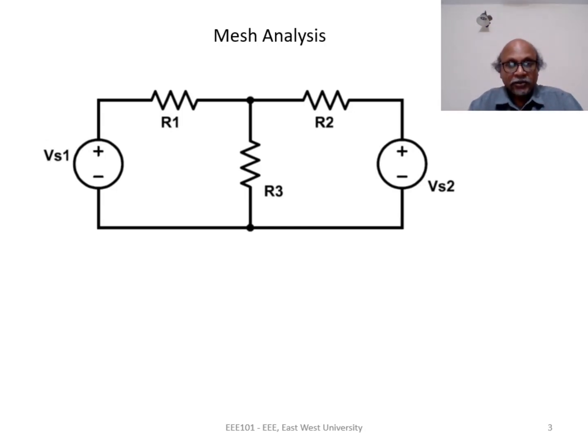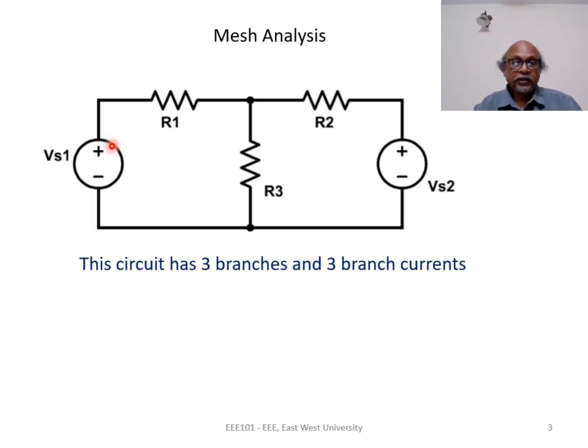In this circuit, we can see that there are three branches. Vs1, R1 constitute one branch, Vs2 and R2 constitute another branch, and R3 is the third branch. What does a branch mean? Branch means a part of the circuit which carries the same current. There are three branch currents in this circuit flowing through three branches. Let us say the three branch currents are IA, IB, and IC.